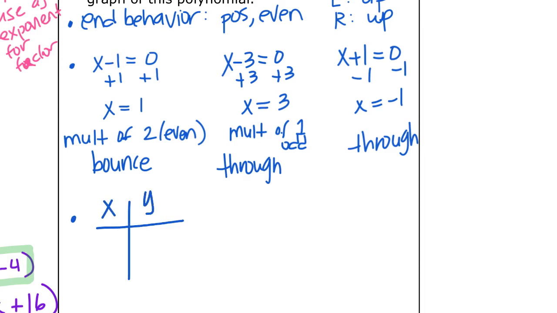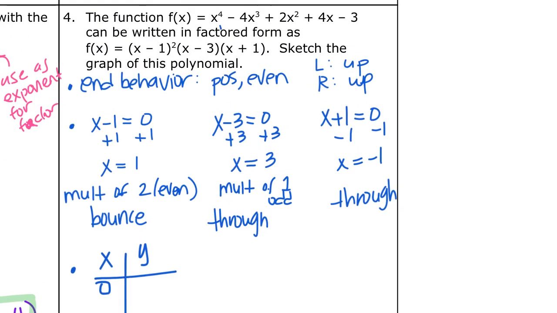Okay, so one point that's always going to be easy to find is what happens if I were to plug in 0? And this would be my y-intercept. So going to my original function here, if I were to plug in 0, that would be 0, 0, 0, 0. Well, all I have left is that negative 3. So this tells me that it's going to cross the y-axis at negative 3.